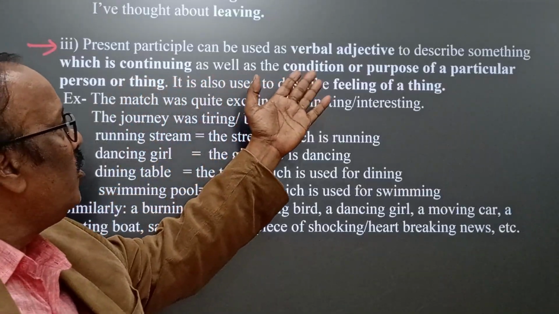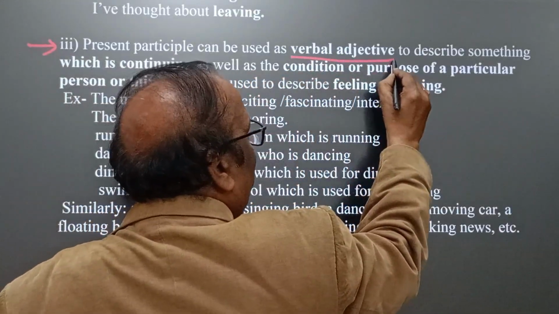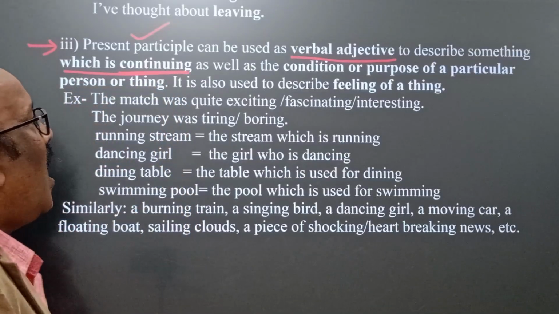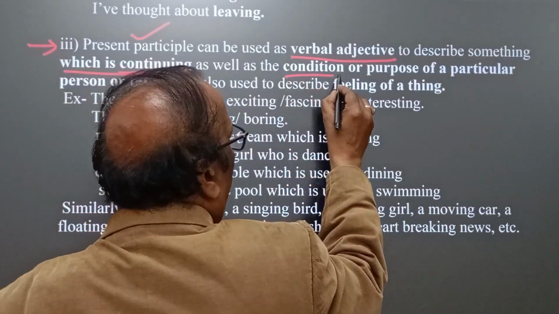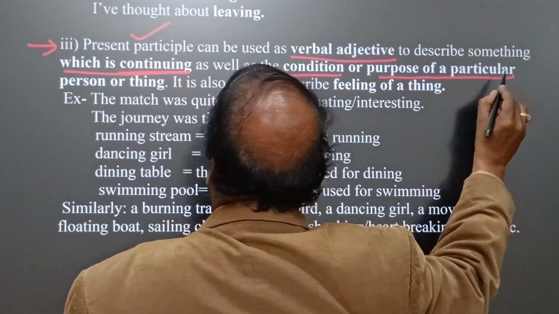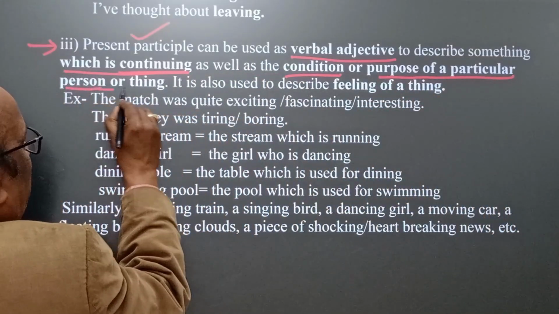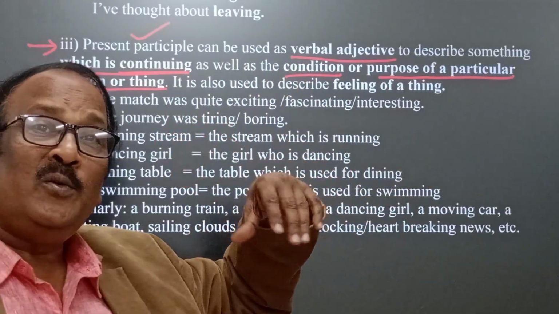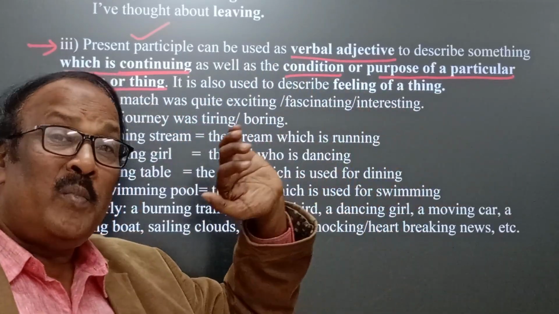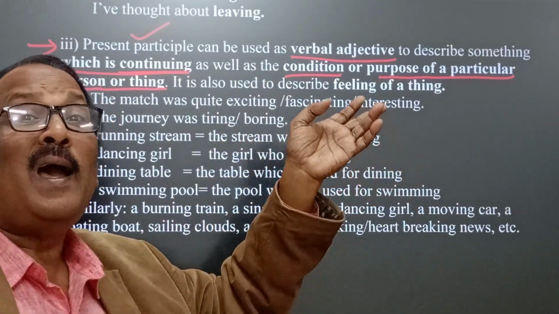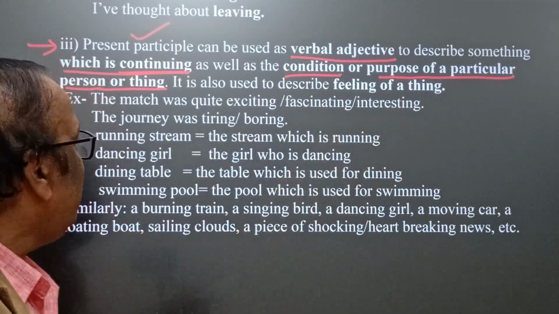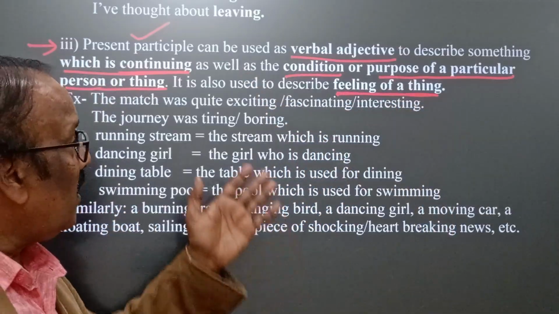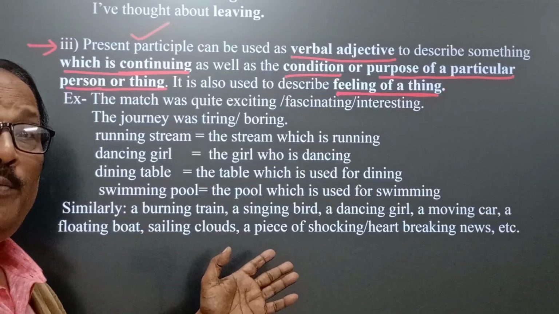Present participle can be used as a verbal adjective to describe something which is continuing, as well as a condition or purpose of a particular person or thing. Okay, present participle is used as a verb. Present participle is used as a verbal noun or gerund. Present participle is also used as an adjective. Then how? Let's see. It is also used to describe the feeling of a thing. These are very interesting facts to be remembered.